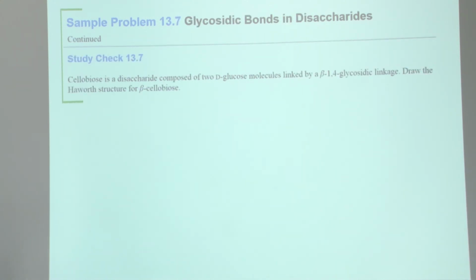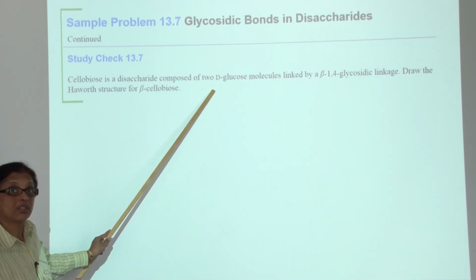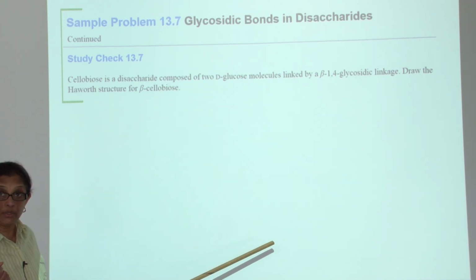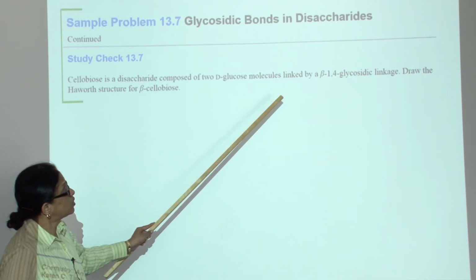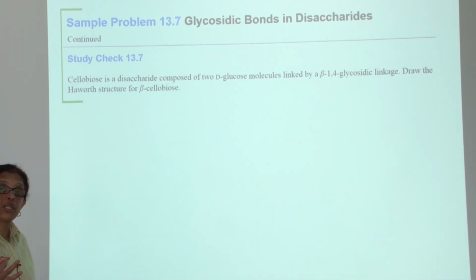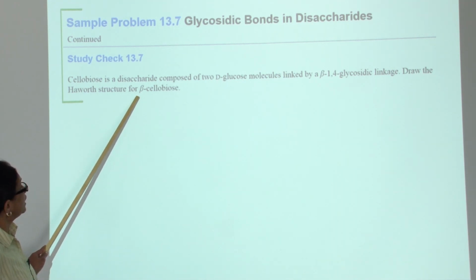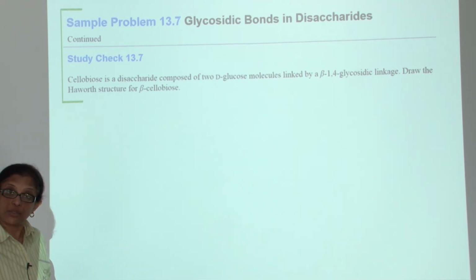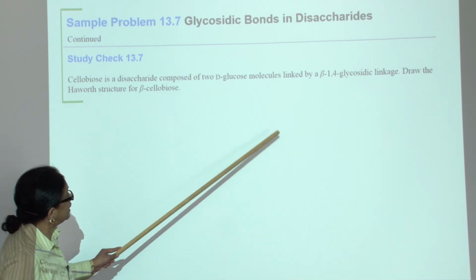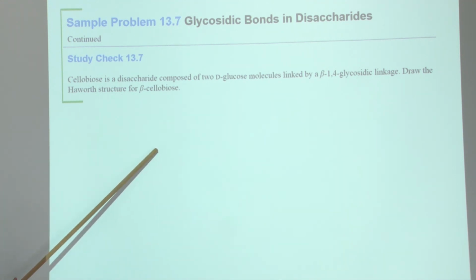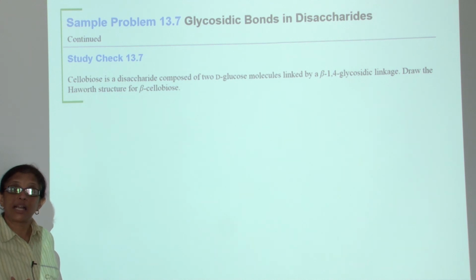Now I have to go back here. So please try to set this up. Where are we going to start? We are going to draw the Haworth structures for 2 D-glucose molecules. The first glucose molecule is a beta isomer. Beta isomer, the OH is above the plane. The final disaccharide is a beta isomer. That also tells us that the OH is above the plane. So with the beta 1,4 glycosidic bond, both D-glucose molecules are beta isomers.